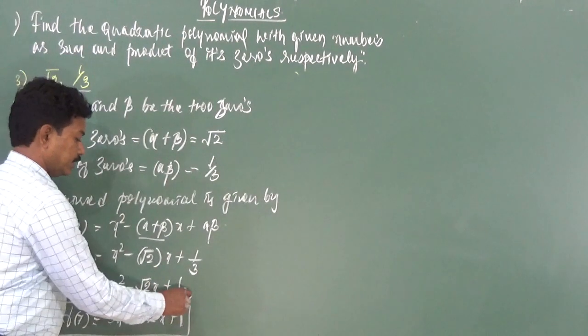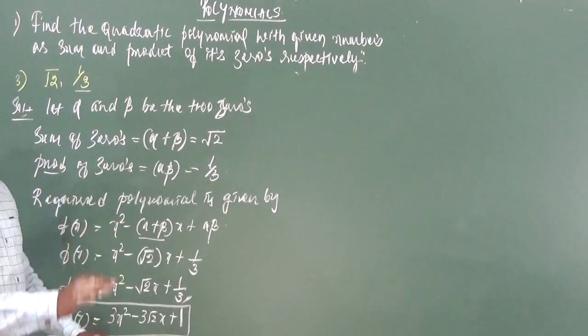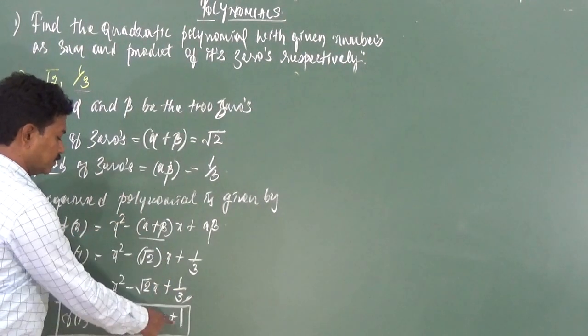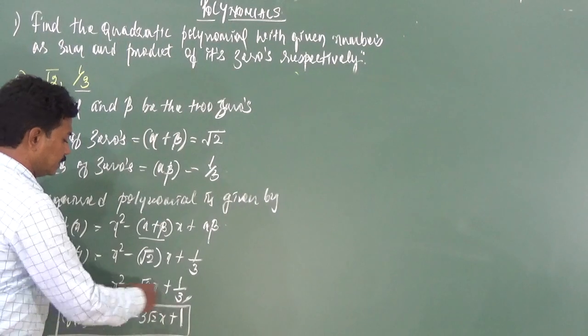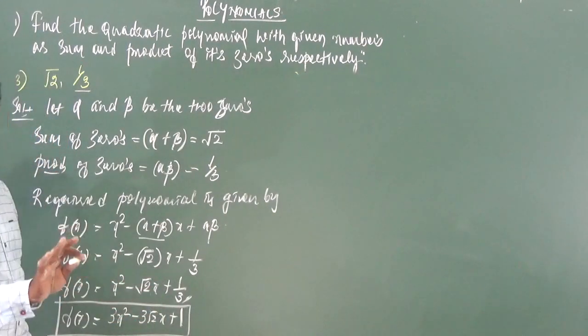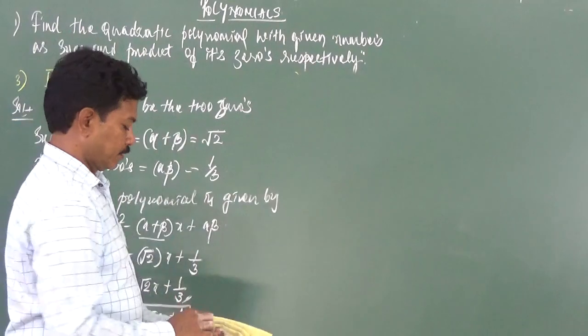So I will keep the answer in this format itself. No problem at all, you can keep it. If you want to bring it to the standard form, multiply the entire polynomial by 3. That's the only change I am going to give. Right, we'll go with the next one.